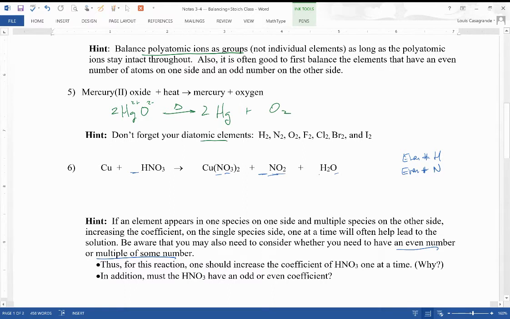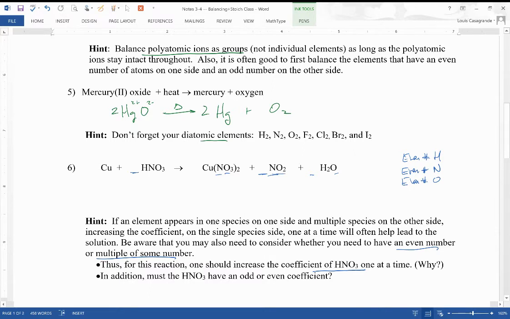Now, the last thing that that's going to do is also give us an even number of oxygens. That even number is being forced on us by the fact that we've got the H2O on the right. And so the coefficients in front of HNO3, NO2, and water are going to be even. So when you come up to something like this, the best thing you can do is increase the coefficient on the HNO3 one at a time.